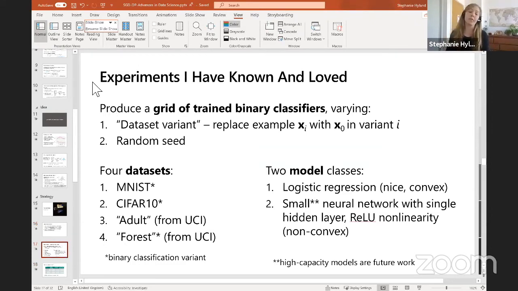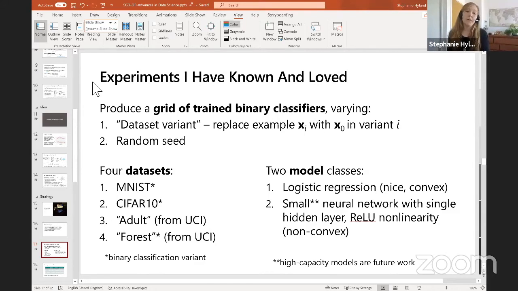In all these cases, we are thinking about binary classification, and we're considering two variations. So this is a kind of 2D grid. One is we vary the data. In this case, we're trying to generate neighboring data sets in the sense of differential privacy. So this would be two variants of the training data where exactly one entry is differing. The way we do this is we replace the ith element with the 0th element, which we then delete. Otherwise, the order of the data is identical, because this matters.